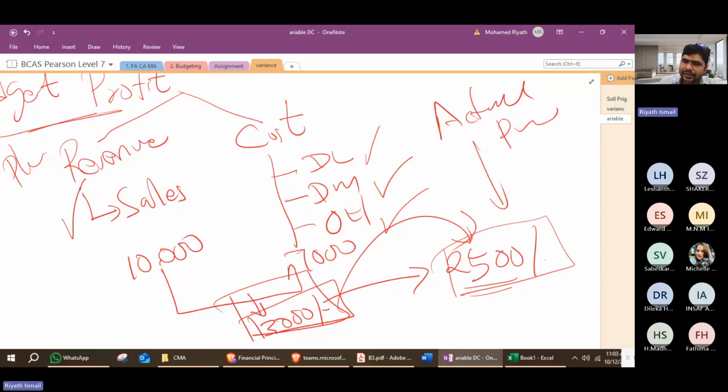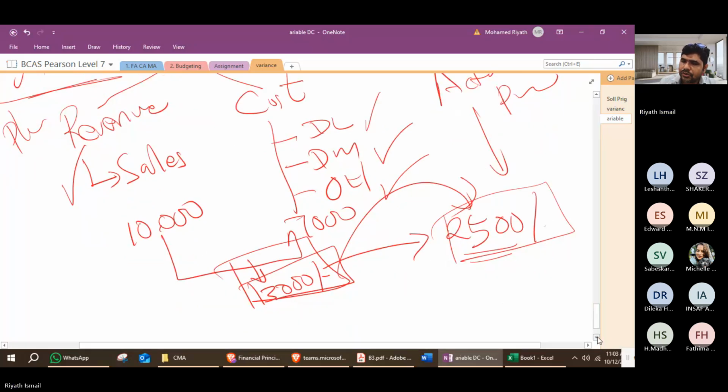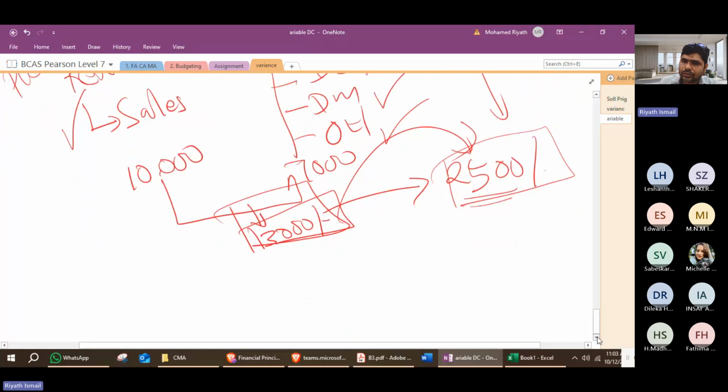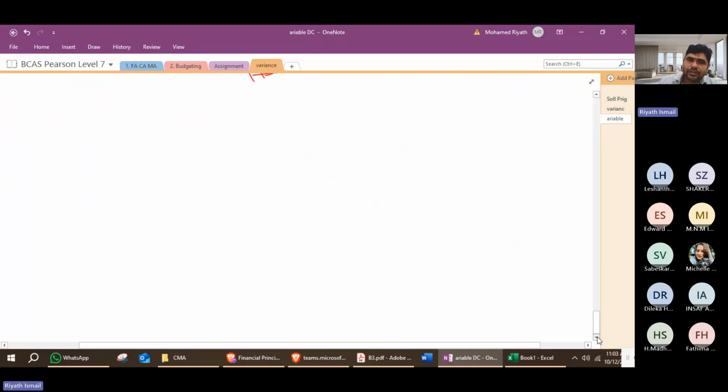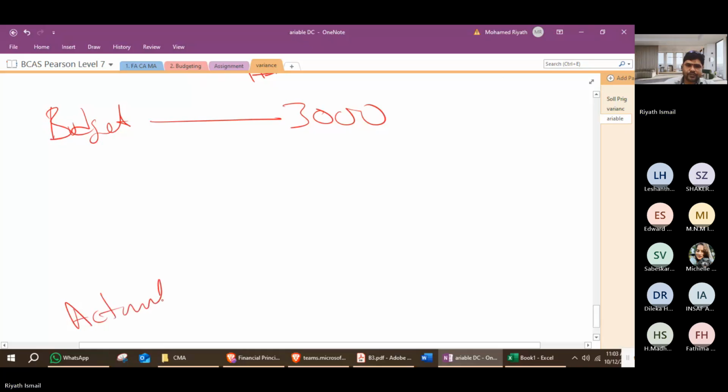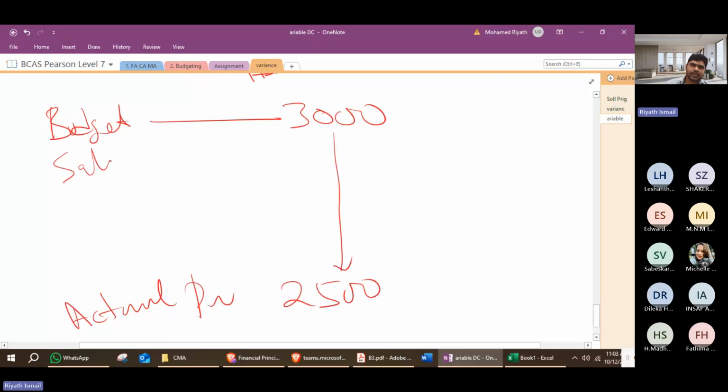Then, like a bank reconciliation statement, we have to show the management, right? This is my budgeted profit 3,000, and this is actual profit of 2,500. So this is a variance. So what are the variances? The variances may be in sales and the cost.